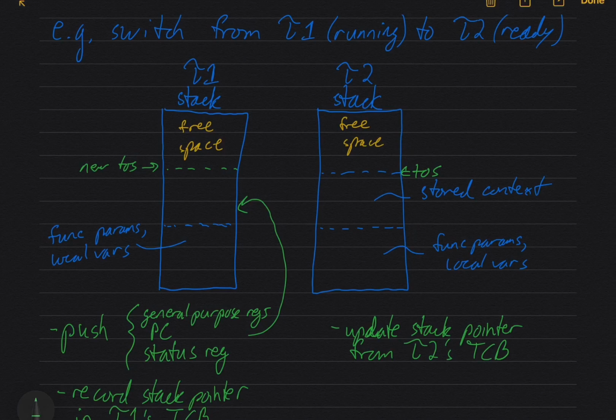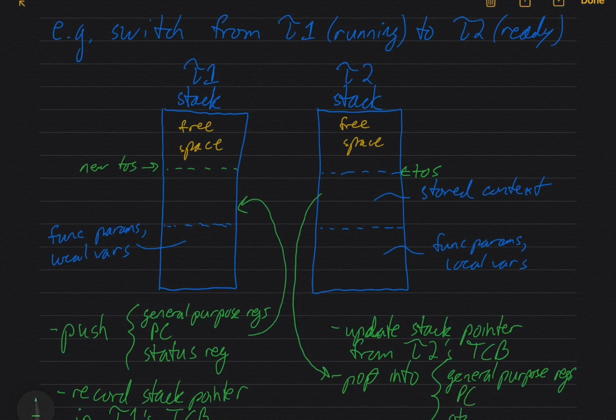and then we can do the pop. So then we can pop into the general purpose registers, the program counter, and the program status register. And once we've done that, the program counter will now be pointing at the next instruction of task 2, and it can start running.